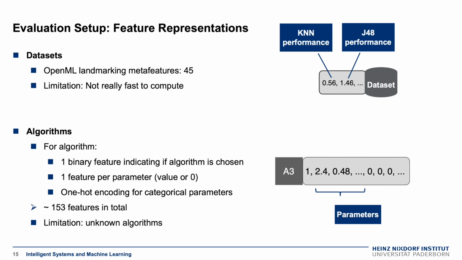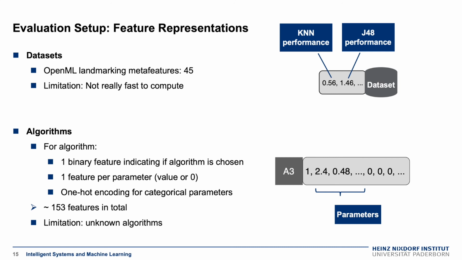Now, in terms of feature representations, we decided to do the following. So for the dataset, we use 45 OpenML landmarking meta features. Landmarking meta features are basically, or you can think of it as basically performances of easy or fast to evaluate learners on the dataset, or maybe a subset thereof if the dataset is really, really large. The limitation of this kind of representation is that it's not very fast to compute, because in the end you need to run a learning algorithm on it and evaluate it, right?